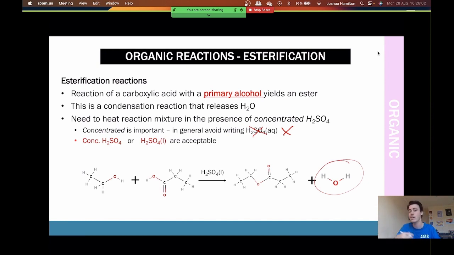If there's already water there, think of it like an equilibrium yield sort of thing. If you already have water, it's not going to want to go forward. It's going to be like, well, why would I want to go forward? There's already water there. And there's more to it as well, but that's one of the explanations. So really important you understand that when water is present, it doesn't really work very well. Therefore, you need to write either concentrated or liquid form of H2SO4.